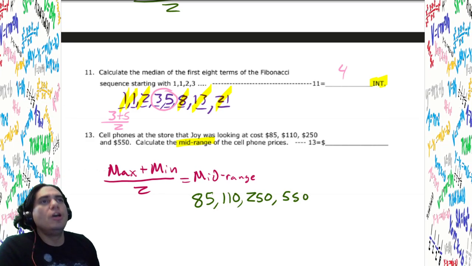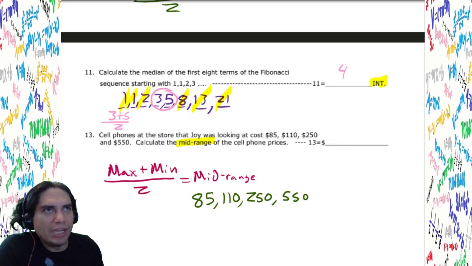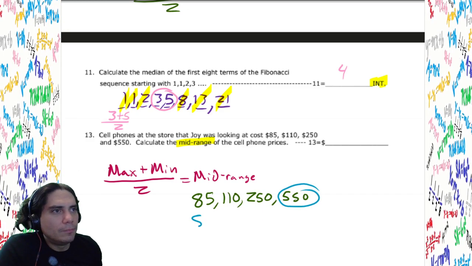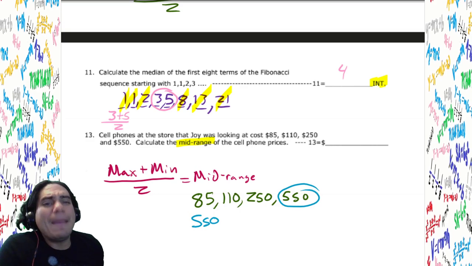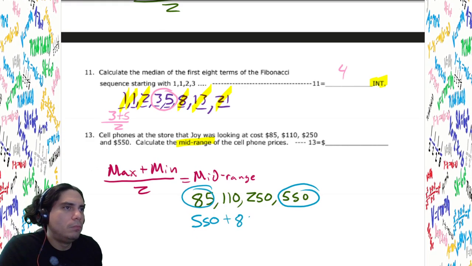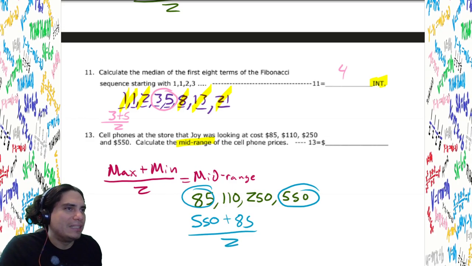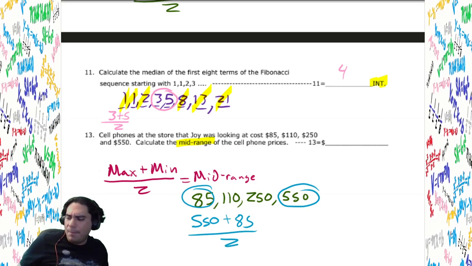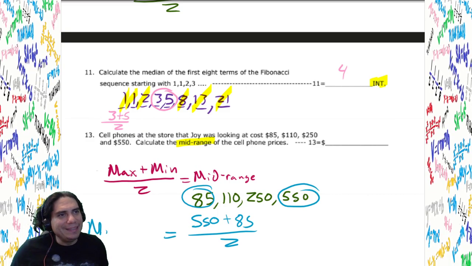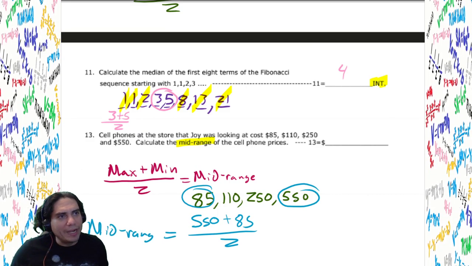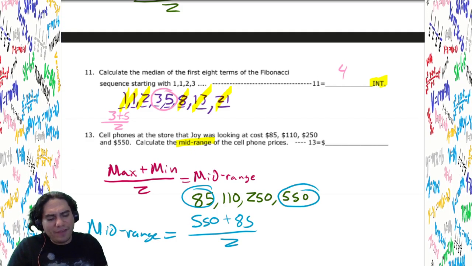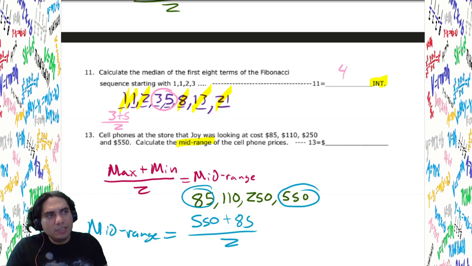But let's not talk about my frugality. Let's talk about the mathematics of this mid-range problem. So what's my maximum? We're going to get 550. What's that minimum? We're going to get 85. So we're going to add them, and now, last step, we're going to divide them by 2. And guess what? That is the mid-range. So let's do it: 550 plus 85, divided by 2.